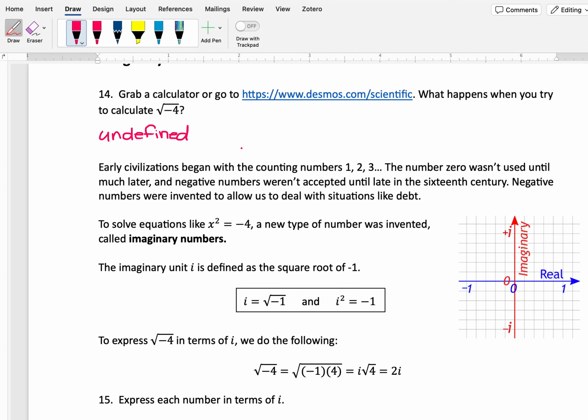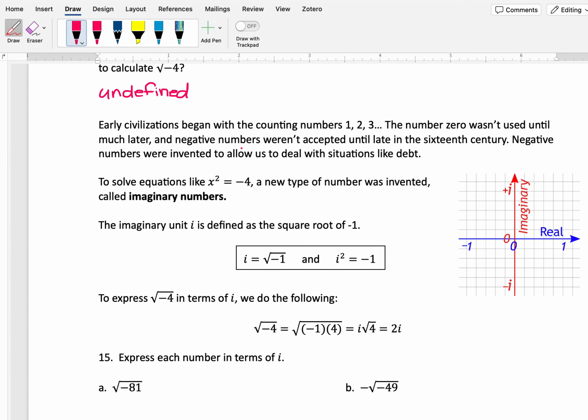So a little bit of historical background here. Early civilizations began with counting numbers. 1, 2, 3. People have been counting for a very long time to keep track of things. But the number 0 wasn't used until much later, and negative numbers weren't accepted until late in the 16th century. So we don't really think very much about numbers as something that has been invented. We kind of just assume that they have always been there, but that's not really the case.